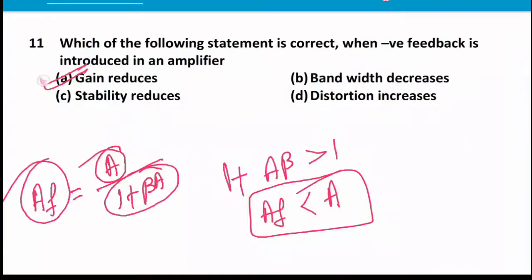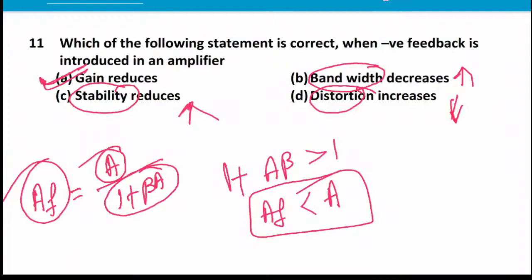So gain reduces, but the other terms are false. Bandwidth actually increases, distortion decreases, and stability also increases. So option A here is the correct answer.